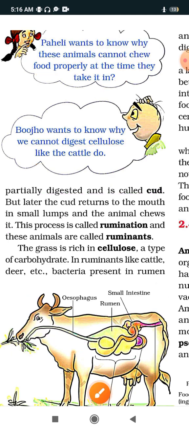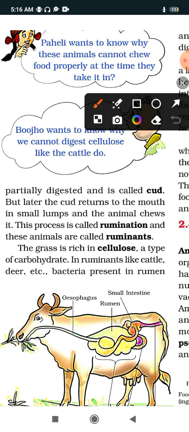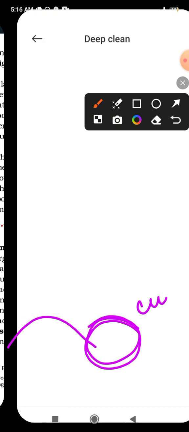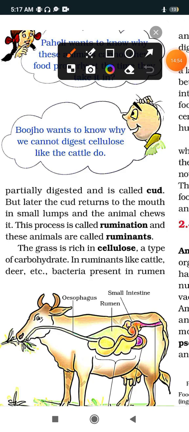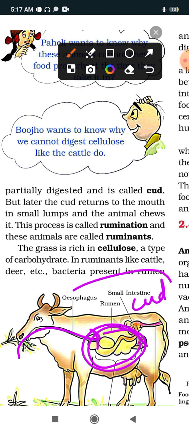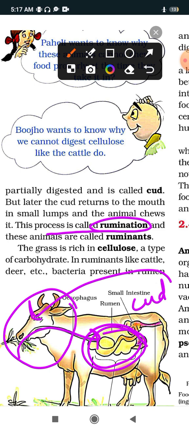Firstly they swallow food and store it in the rumen. Then the partially digested food, which is known as cud, returns to their mouth in small amounts, and then they chew it. Clear? This process is known as rumination, and these animals are known as ruminants. Those who chew this food again are known as ruminants.